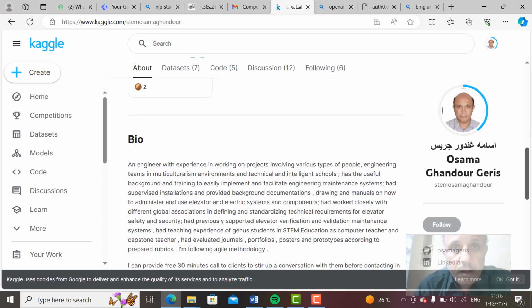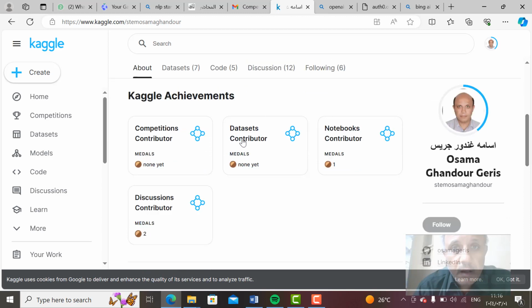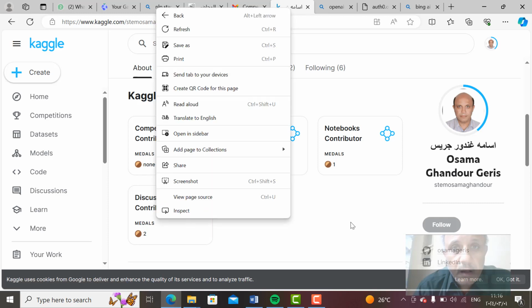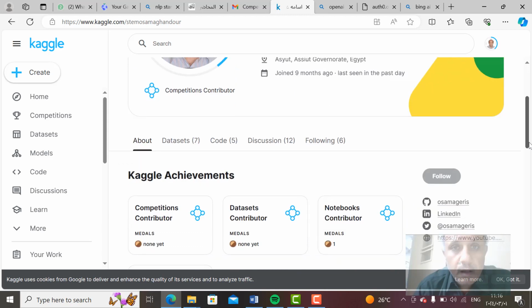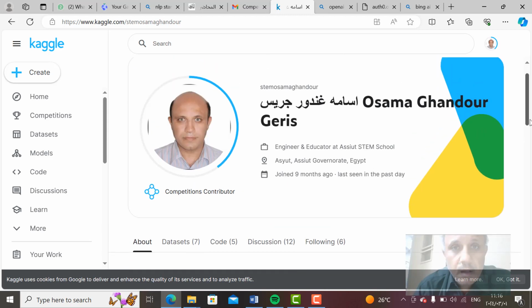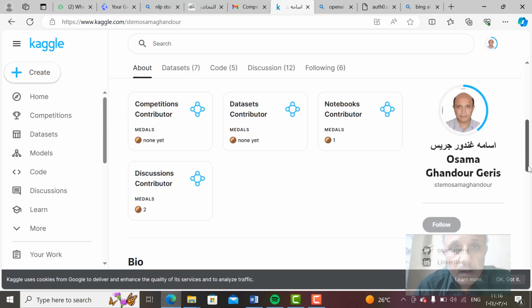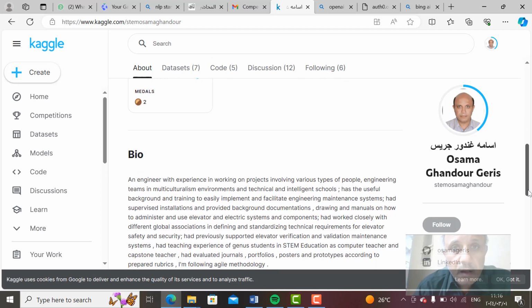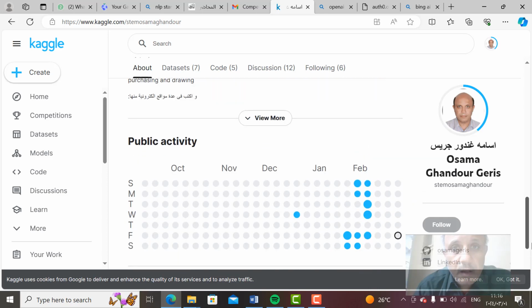Enhance your biography also, and try to increase these 4 sections. Increase the dataset contributor to get more medals, increase your notebooks contributor to get more medals, and discussion contributor for more medals, because increasing medals means increasing your standing, increasing your rating, and attracting others to form new teams to join these competitions. And at last, you can gain prizes, and again more money from winning these challenges or competitions.